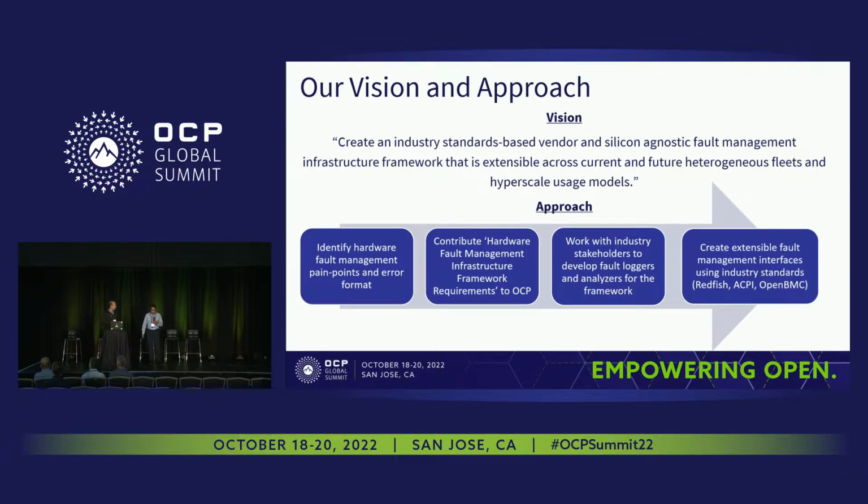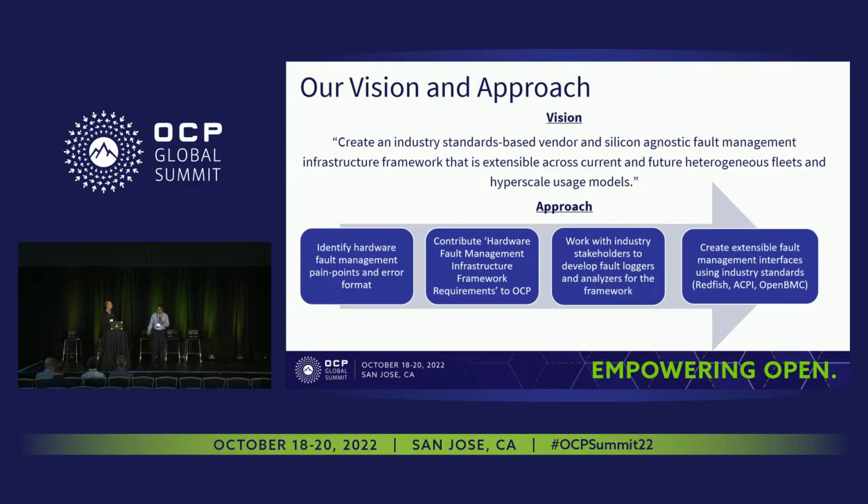And our approach is we spent a lot of time last year identifying the pain points, right? What are the problems? So we have folks from Meta here, from Google, from Microsoft, and even OEMs. They all got together, made a list of things that we have to deal with and how we represent the errors, what the formats are and all that. The next step, we started working on what a hardware fault management infrastructure should look like. So we are working on a framework requirements document, which will be contributed to OCP soon.